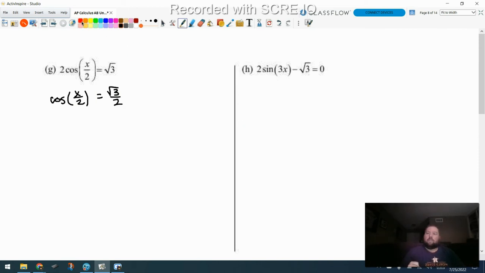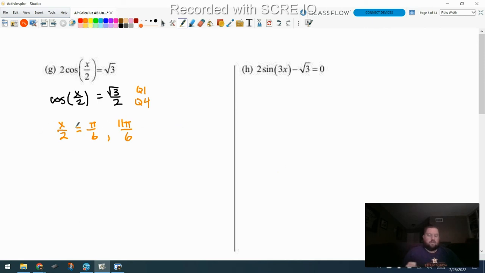All right, and then whatever your angle is, so that's the x over 2, that's our angle. This is cosine of theta. Then we can use our unit circle to identify the spots where that happens. So x over 2 is equal to, and then cosine's positive in quadrant 1 and quadrant 4. And cosine's equal to the square root of 3 over 2 at the pi over 6 locations. So that's a pi over 6 and 11 pi over 6.